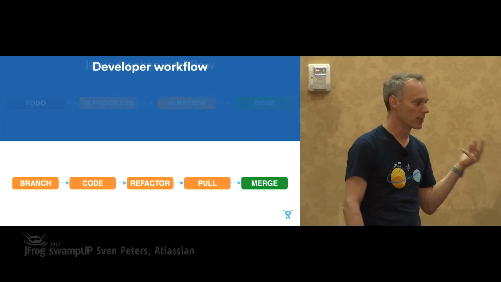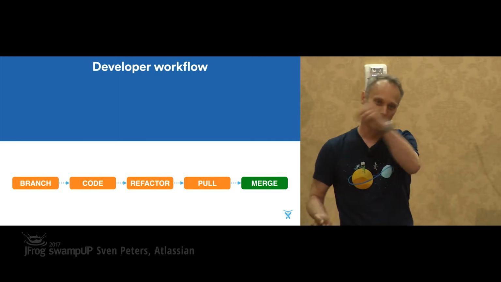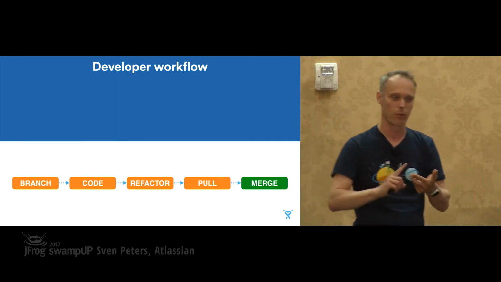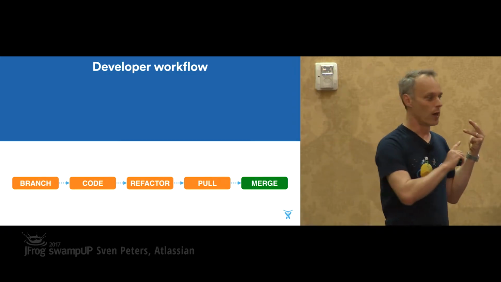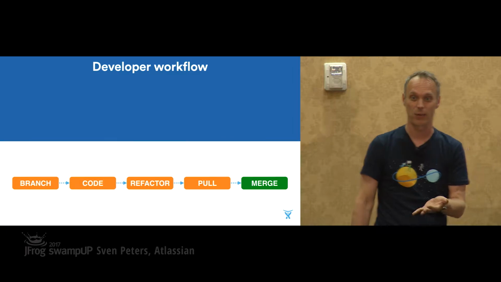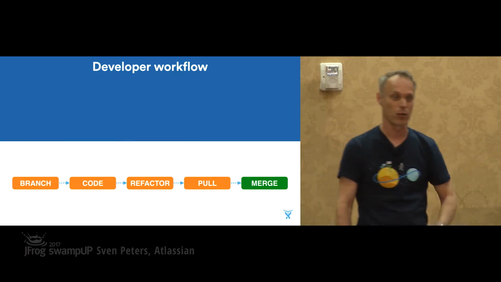But the coding workflow looks like this. You create a branch, so that's what we do. We create feature branches. So you create a branch, you code, you refactor, you actually make a pull request, and then you merge the code. So how does that work together with the issue tracker workflow?